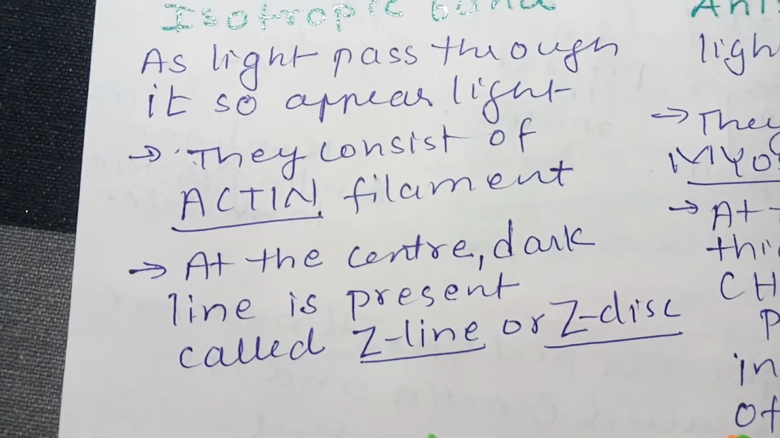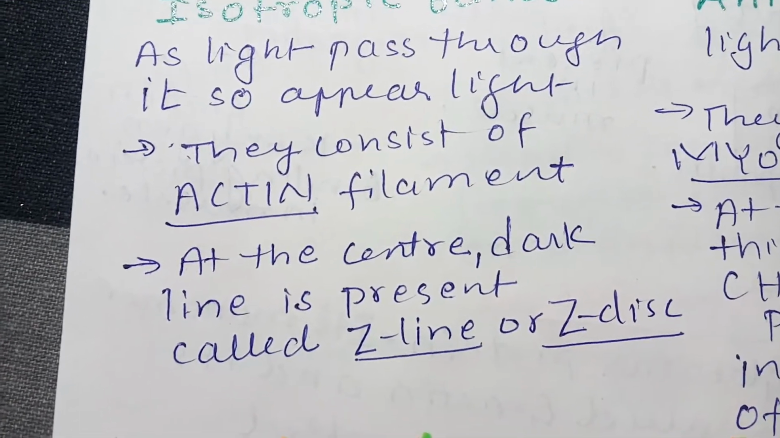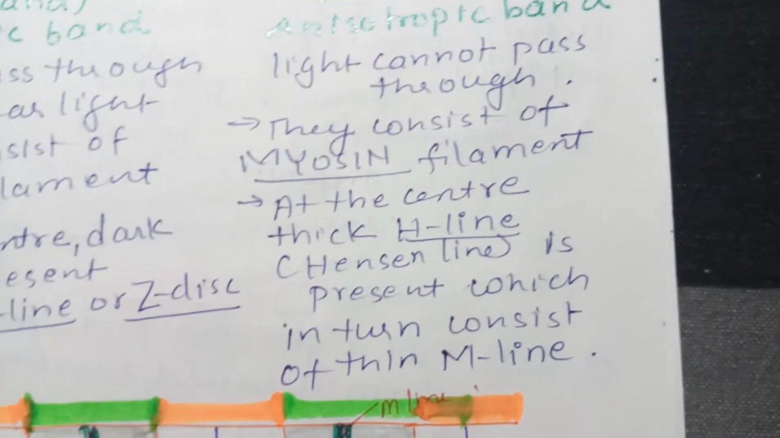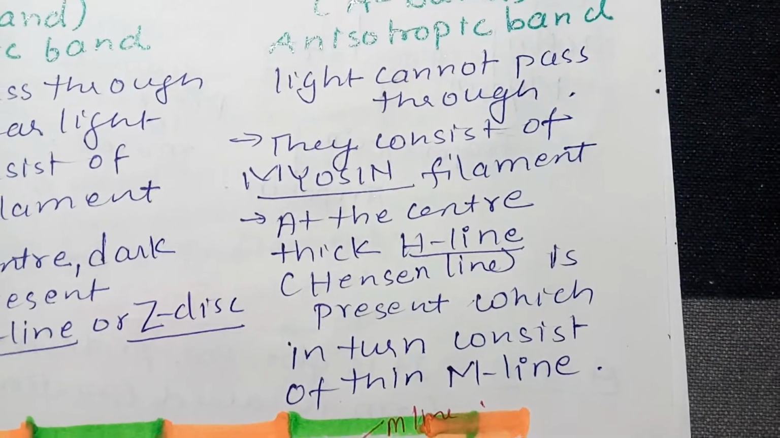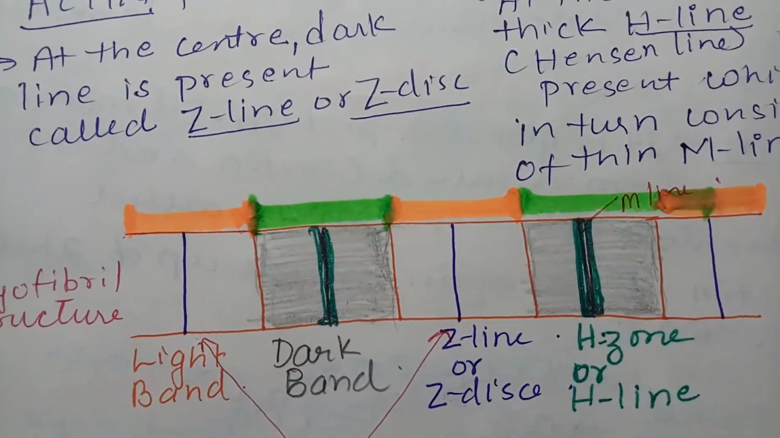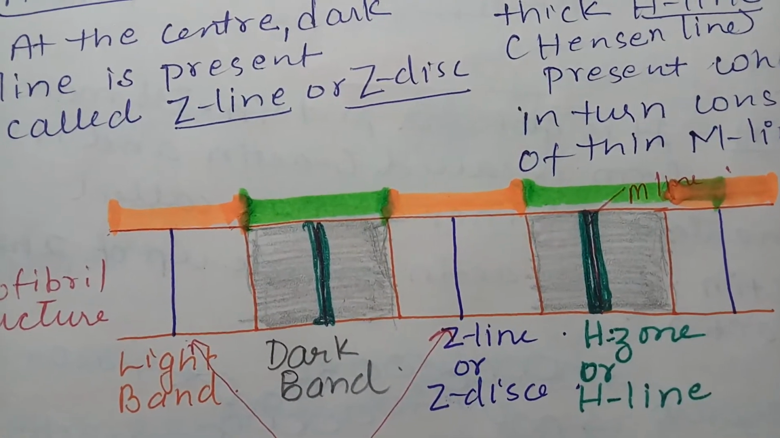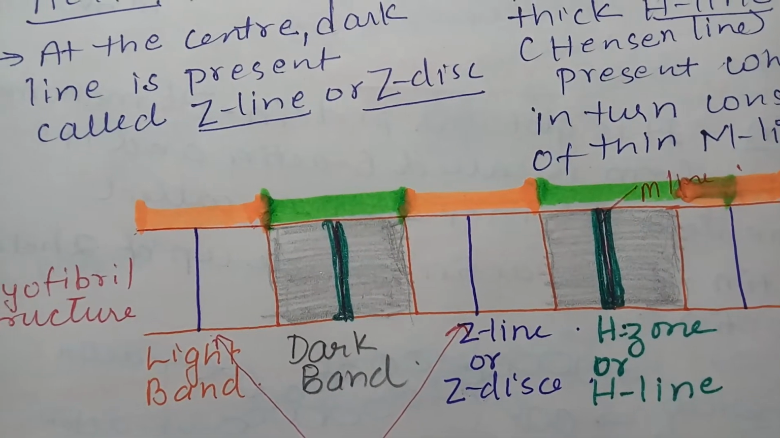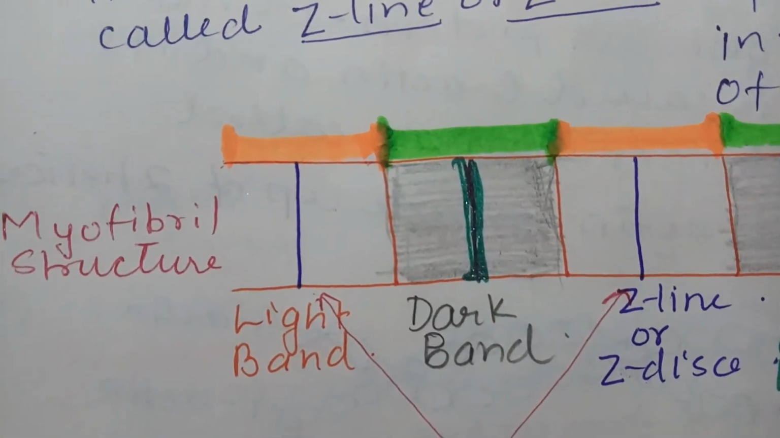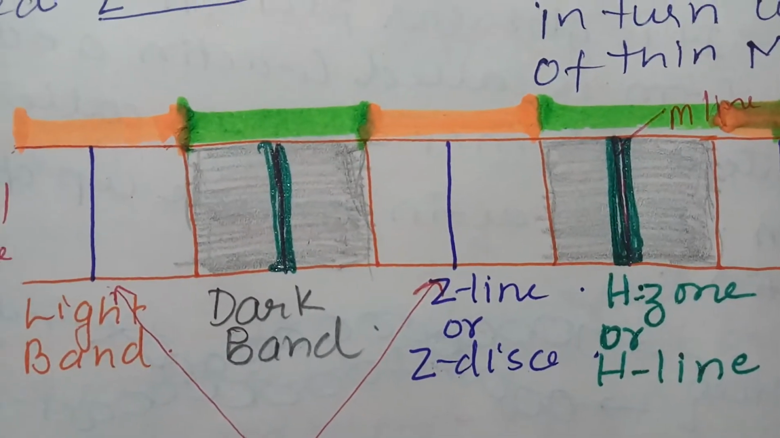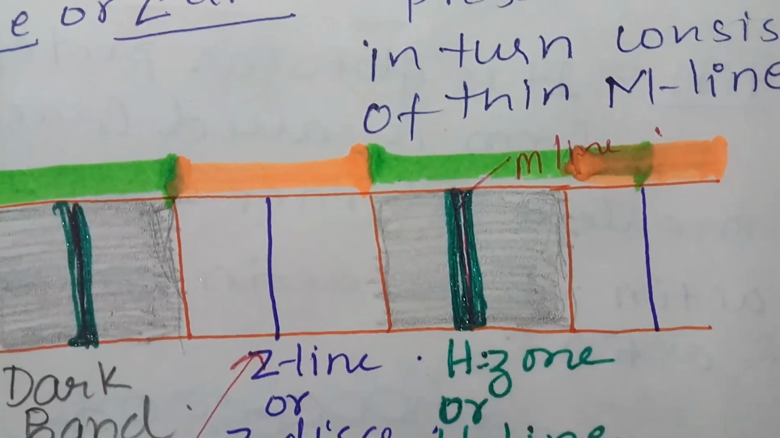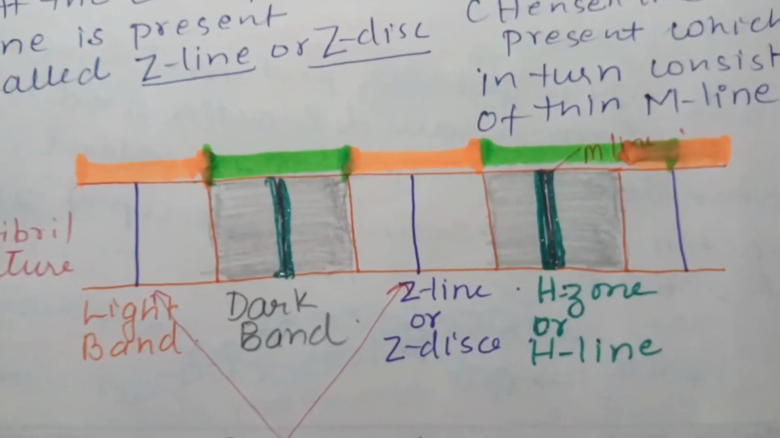In the center of the light band, a line bisects it; this line is called the Z line. Similarly, at the center of the dark band, the H line is present, and in the center of the H line there is the M line. Just look at the organization. The green highlighted portion represents the dark band and the orange highlighted portion represents the light band. So you can see alternate light and dark bands. In the center of the light band there is the Z line, in the center of the dark band the H line is present, and then the M line is in the center of the H line. This is how it organizes itself.